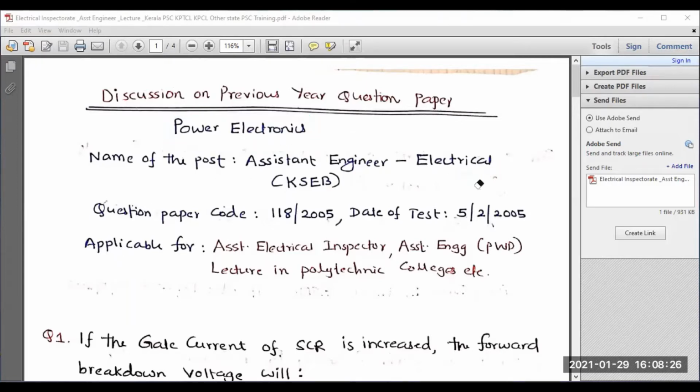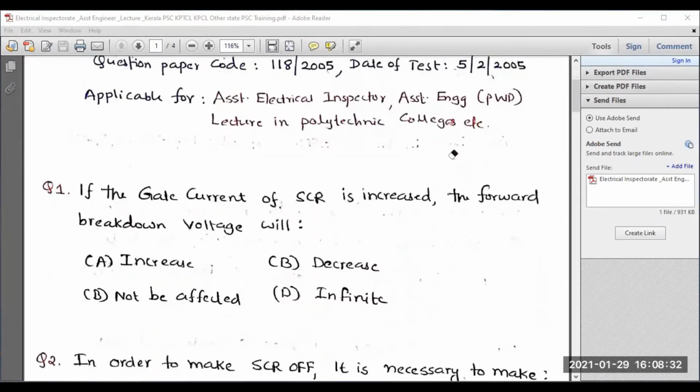We can have a brief discussion, and I have noted down a few more points in addition to those particular questions. So, moving on to the first question, you can listen. If the gate current of SCR is increased, the forward breakdown voltage will: increase, decrease, not be affected, or become infinite. Which would be the right answer?